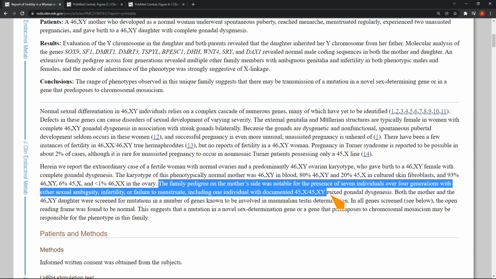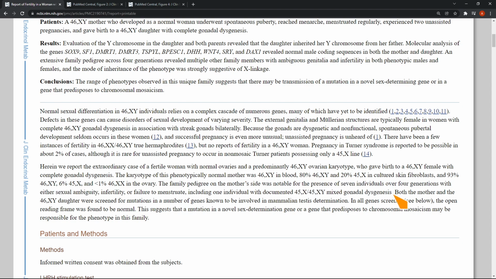And this apparently had the phenotype of having mixed gonadal dysgenesis, which means the doctors couldn't really determine one way or the other which way the sex organs looked. Was it male or female? We would call this intersex now, probably.